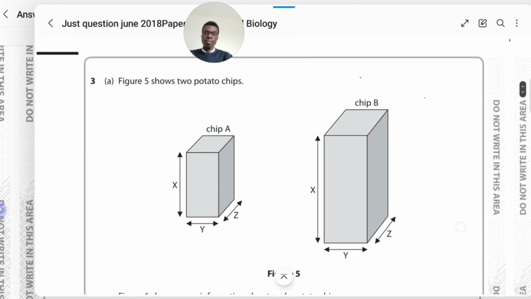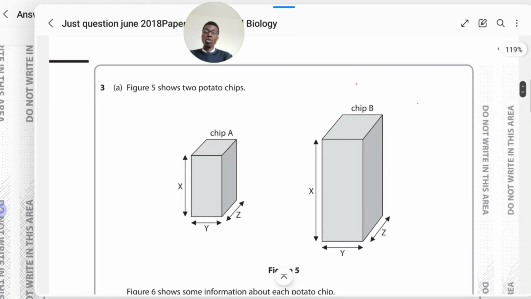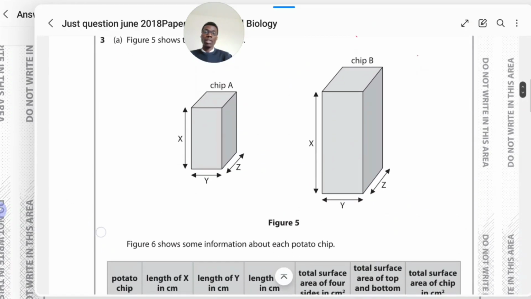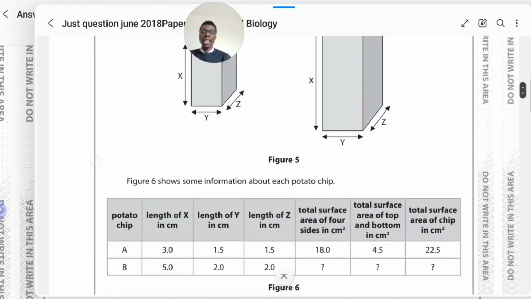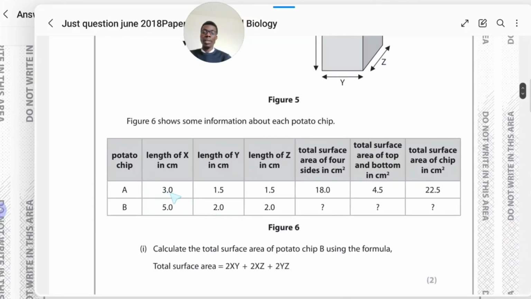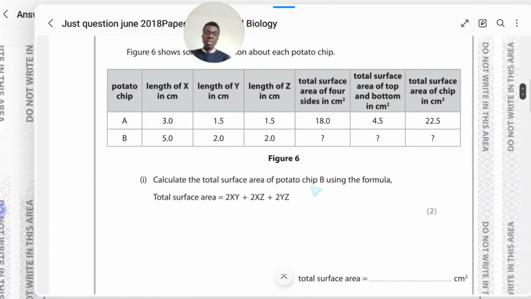So this is a picture of 2 potato chips, and this is going to be testing you on osmosis, I guess. These are 2 chips, chip 1 and chip 2, and these are their readings. Calculate the total surface area of potato chip B, using the formula 2xy. This is simple because you're just meant to substitute these values into this equation, and that's it basically. So let's see how that is done.